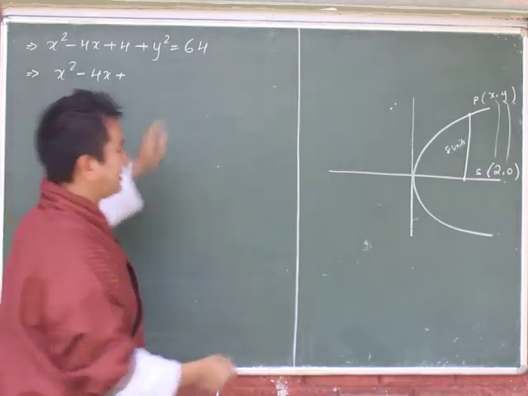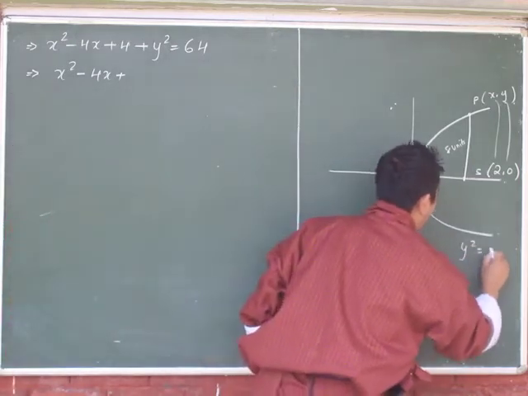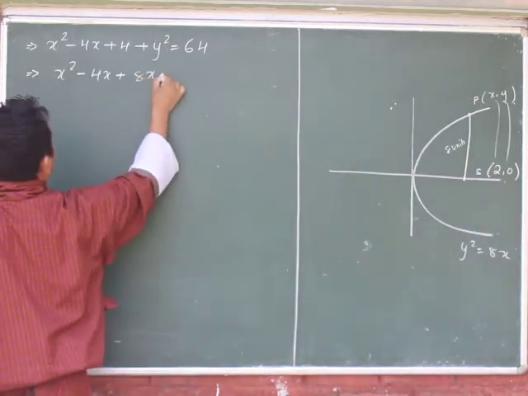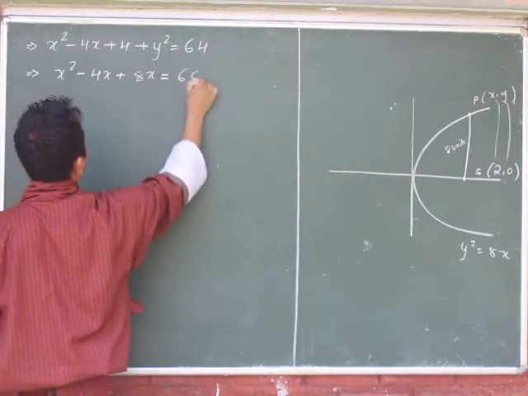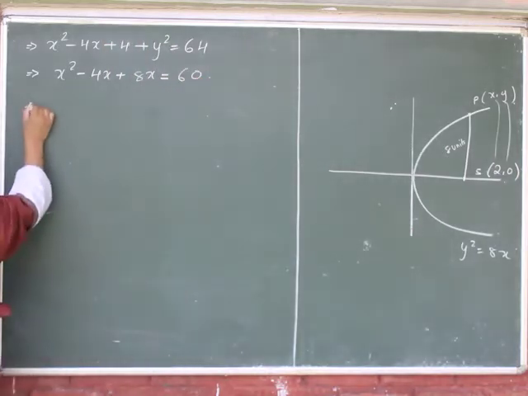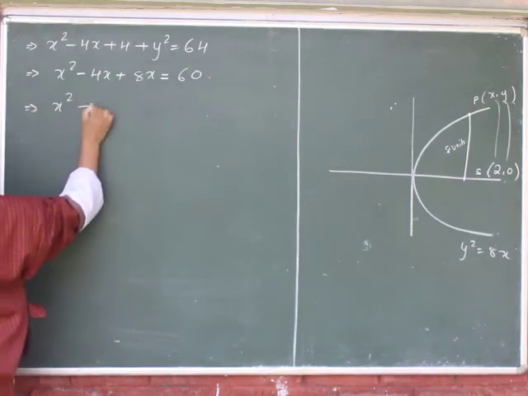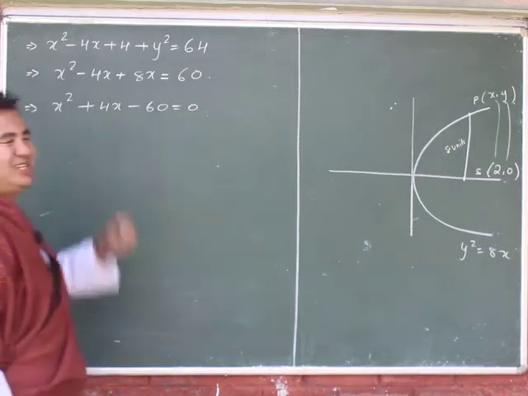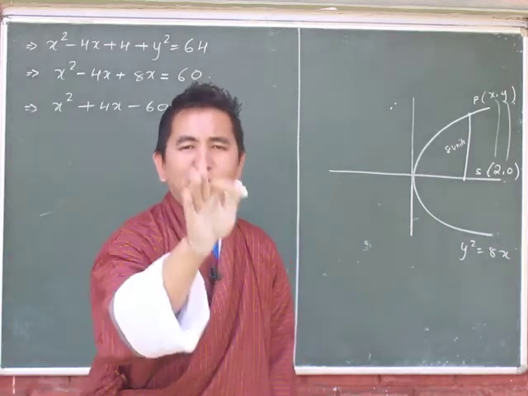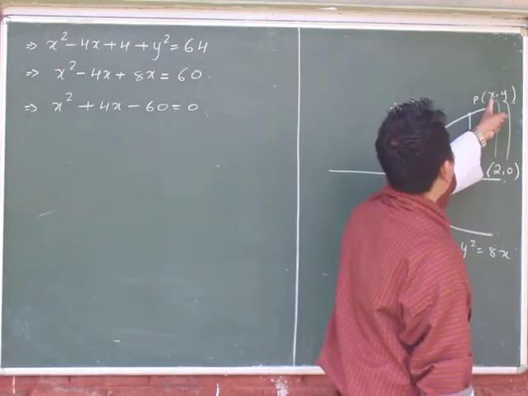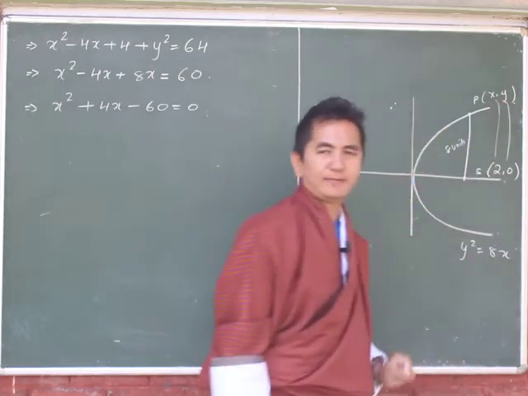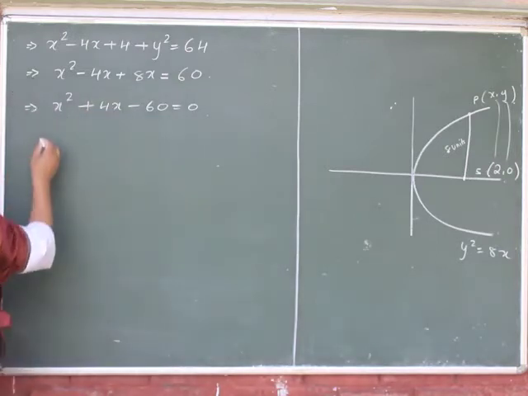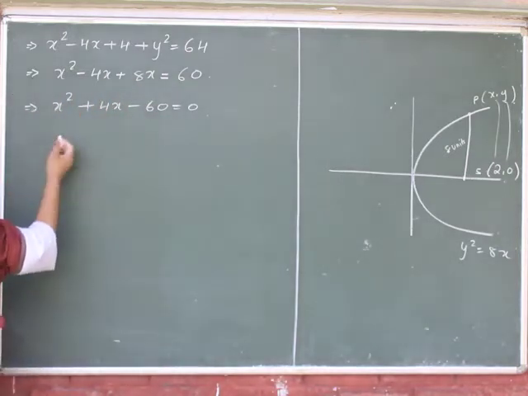Previously in the question, the equation of this parabola, what was that? Y square is equal to 8x. So in place of y square, substitute 8x, and take 4 to that side, it becomes 60, which implies x square plus 4x minus 60 is equal to 0. This is a quadratic equation. Please remember, we are finding this point x and y. Understood? Let me solve this now using the quadratic formula.